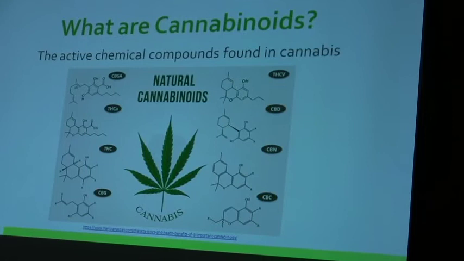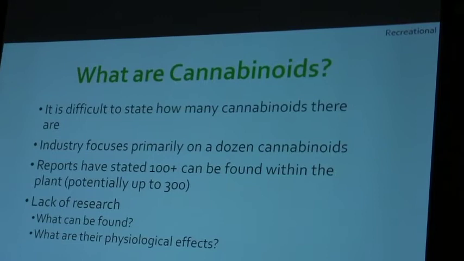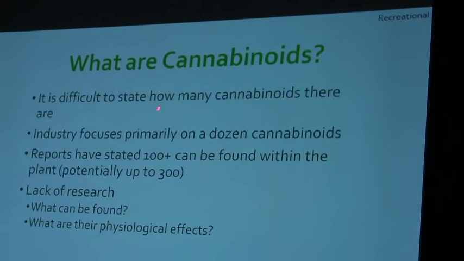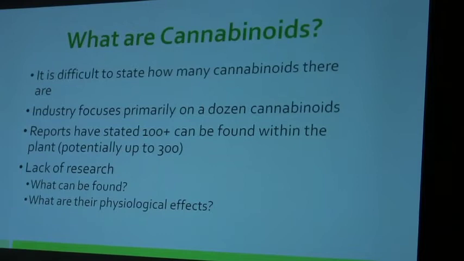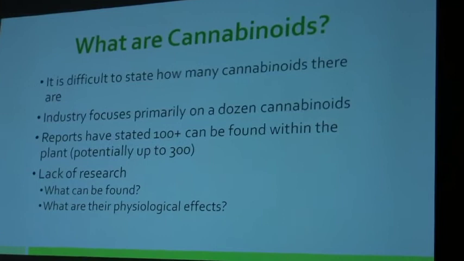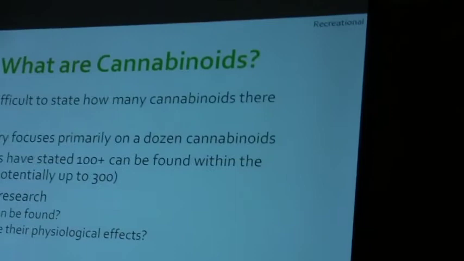It's also very difficult to accurately look at these cannabinoids and predict how many there are. So I have a stat here that reports have stated that there's 100 plus cannabinoids within cannabis. I've heard 300 plus. So it really depends who you ask and at what level you are studying the plant. So I'm a little bit more conservative. We'll stick with 100 plus. Easily we can say there's at least 100 cannabinoids within cannabis, and we only focus on 5 or 6 of them. So this is where there's a black hole in our knowledge. We don't know what's going on. We don't know what these cannabinoids do, but there's a lot of potential application here.